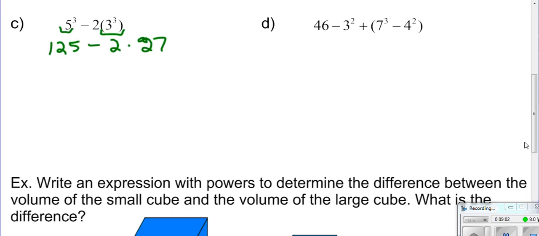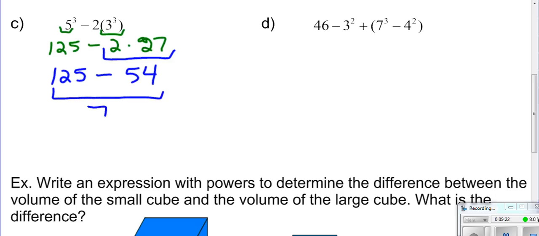I almost wrote 9 there. 3 to the 3 is 27. 3 to the 2 is 9. Now we have subtraction and multiplication, so we are going to multiply before we subtract. So 125, subtract carries down, subtract 54. Now we can subtract and we get 7.